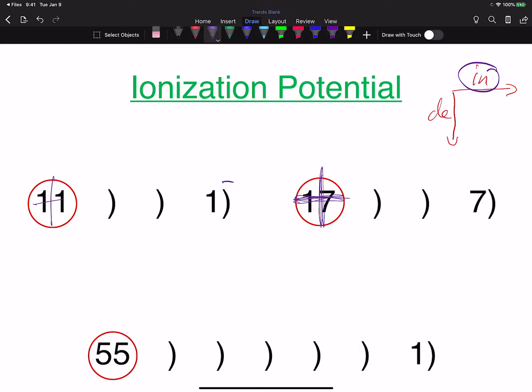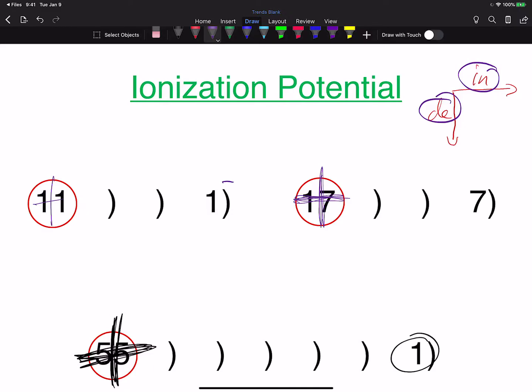Going down the table, ionization potential decreases. So even though we know that cesium, with its 55 protons, is vastly more positive than the other two atoms on the chart, certainly more than the sodium, it still is easier to steal this outermost electron because it's just so far away. Why does the distance matter? Because the shielding effect is in play.